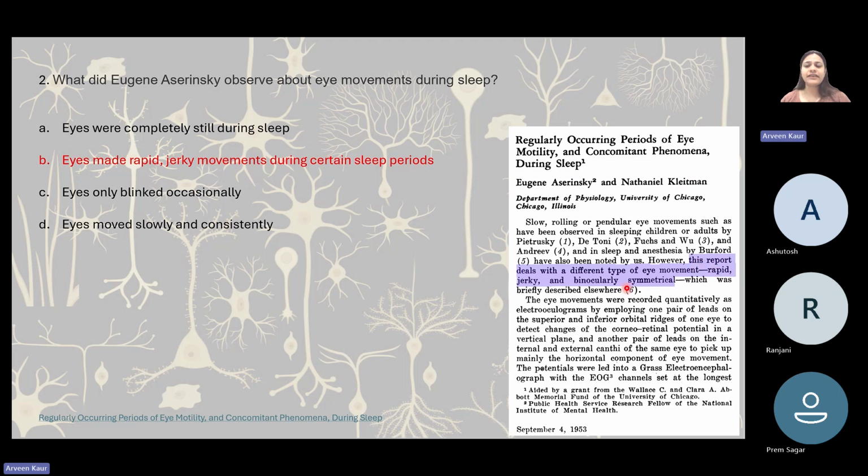And I have highlighted this portion wherein in this report they dealt with a different type of eye movement that was already persistent and already known during that time, right? What was this eye movement? It was rapid, jerky, binocularly symmetrical eye movement, right? So what it means is that in both eyes it is happening at the same time, right? That is what is meant by binocularly symmetrical.